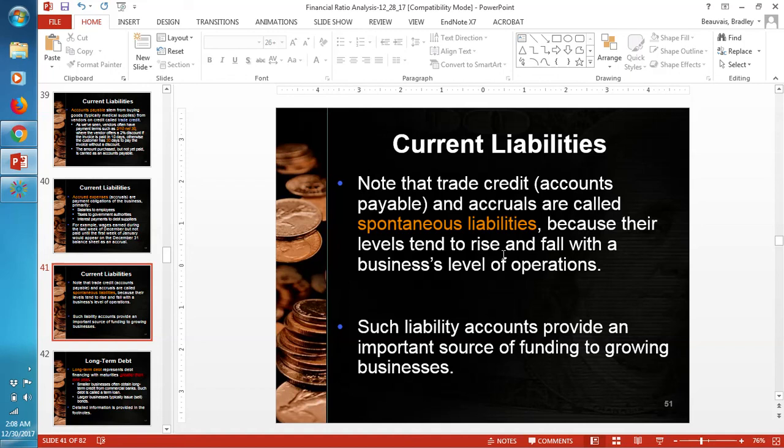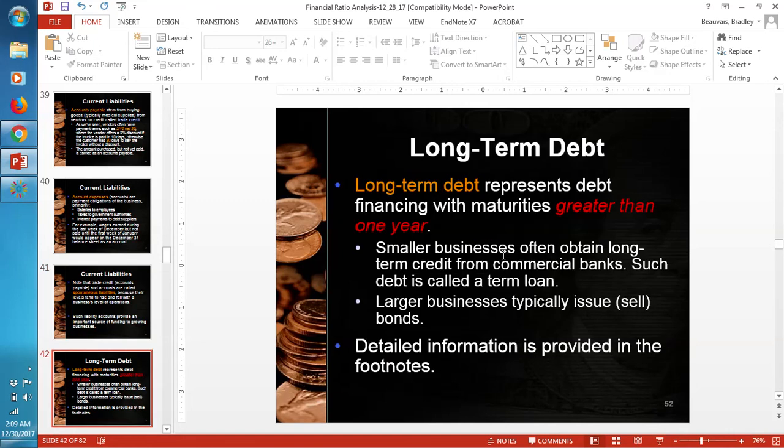And truthfully, depending on the size of the organization, those spontaneous liabilities, that grace period you have with regards to how long you have to pay a vendor if cash is not required immediately upon delivery, is a really big source of funding for growing businesses, or those especially in the startup phase. Now, that's all short term.